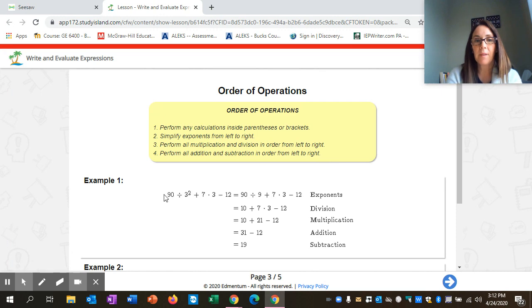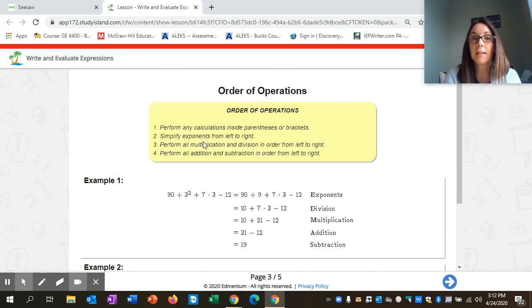So for example one, if you have the expression 90 divided by 3 to the second power plus 7 times 3 minus 12, we would do exponents first since there are no parentheses, right? So exponents first would be 3 to the second power, which means 3 times 3, which is 9. Our new expression is 90 divided by 9 plus 7 times 3 minus 12, okay? Use PEMDAS just like a checklist. So we don't have any parentheses.